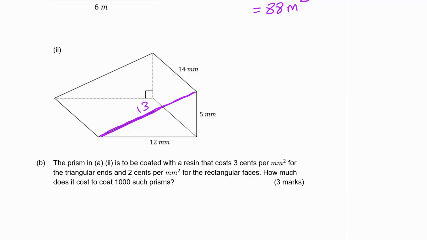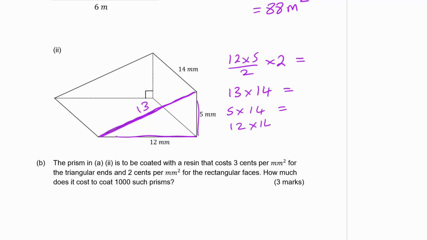And so we've got the triangle at the end, where we can see the base is 12, the height is 5, so that is 12 times 5 divided by 2 times 2. And then we've got the 3 rectangular faces, one of which is 13 times 14, one of which is 5 times 14, and one of which is 12 times 14.